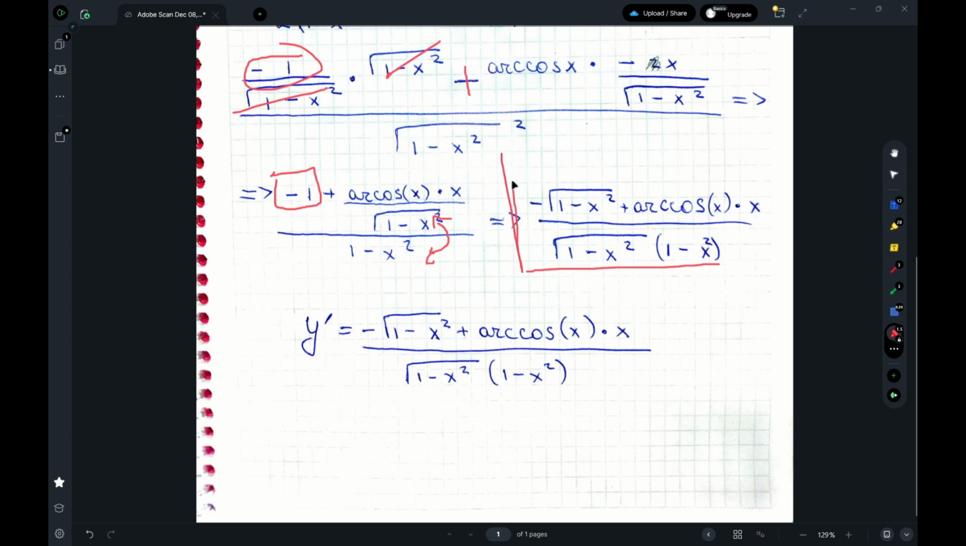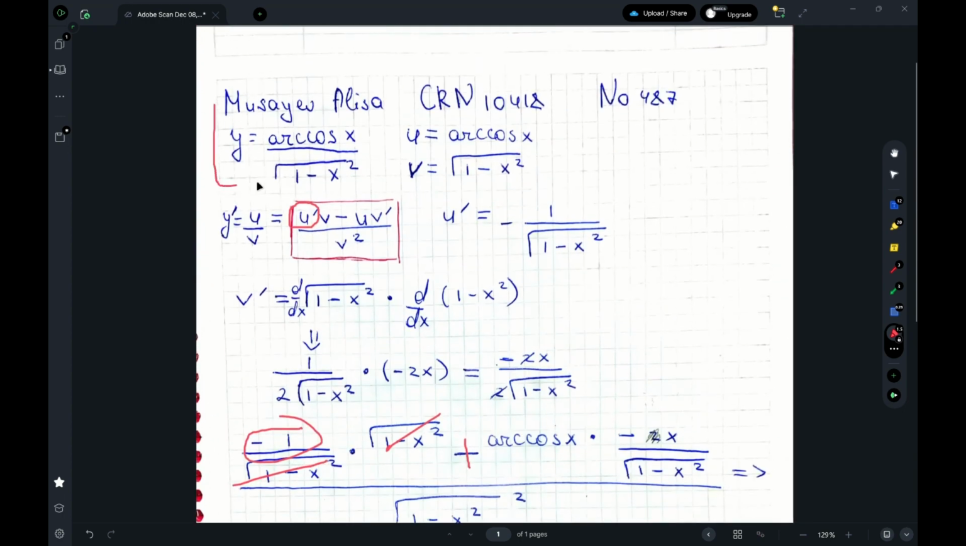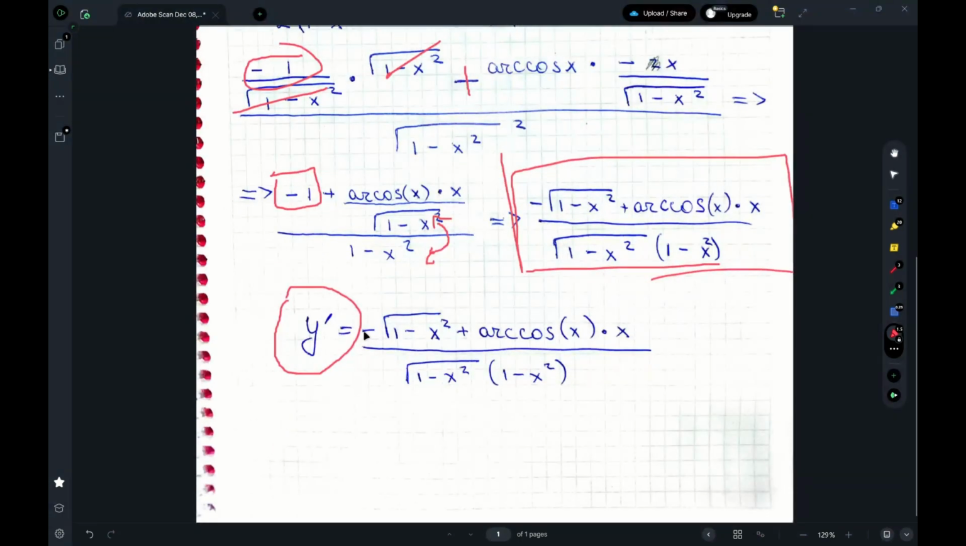And we solved our problem. The derivative of our equation gives us minus square root of 1 minus x squared plus arc cosinus x multiplied by x, divided by square root of 1 minus x squared multiplied by 1 minus x squared.